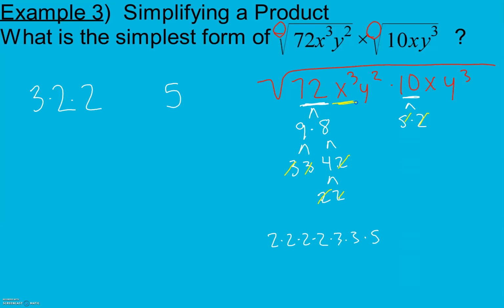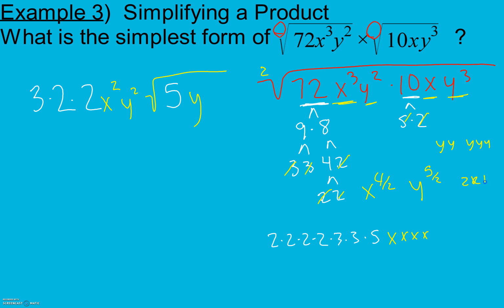As far as our variable goes, I have 3 x's, 4 x's. And if you're comfortable dividing by our index number and getting x squared, go for it. If you're not, write them out. My y's, 2 plus 3. Again, it's y squared times y cubed. Again, if you're comfortable dividing, putting your 2 here and your remainder here, go for it. If not, write them out.